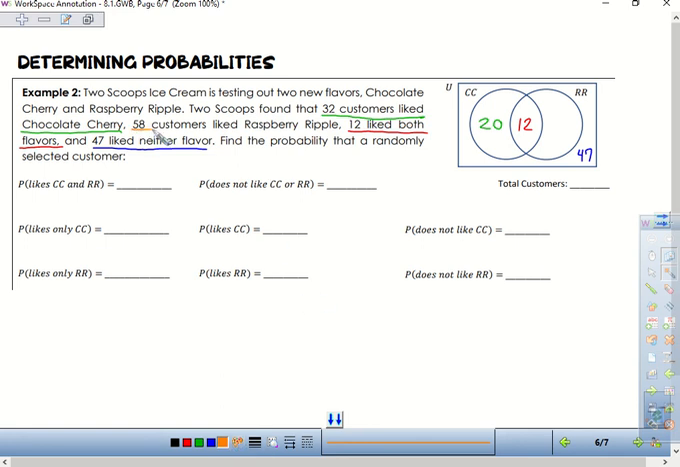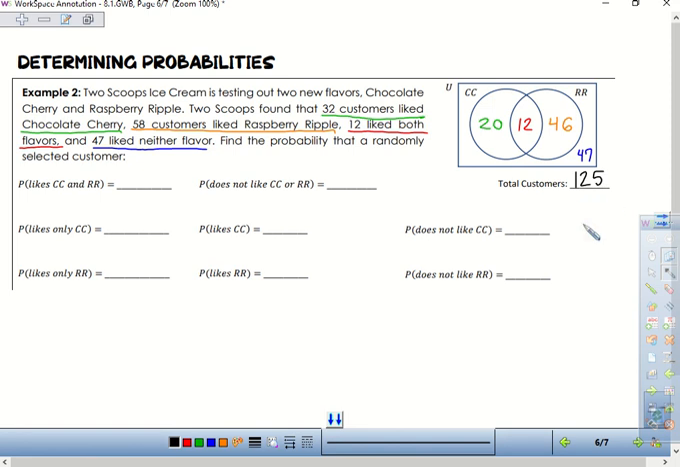Now for the next one, 58 customers like Raspberry Ripple. We already have 12 people in the Raspberry Ripple circle, so what do we have to do? Subtract 12 from 58, which is 46, right? So that's how you fill in the circle. And then how could we find the total number of customers? Good, we add up all 4 of these, and when you do that, you get 125 total customers.